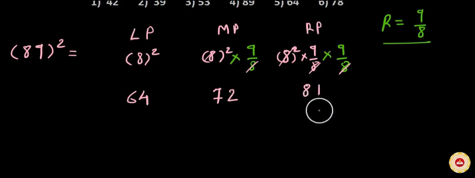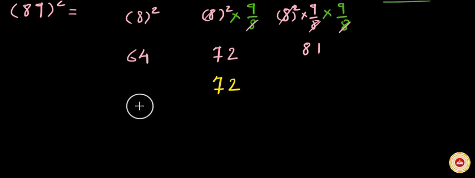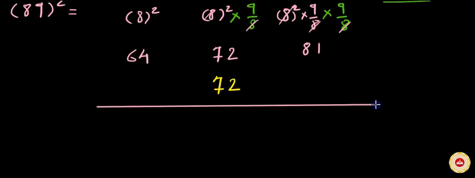Now we have obtained three parts. Now it is time to repeat the middle part. So write 72 below this 72, because we are going to repeat the middle part, which is 72. Now vertical addition. Consider these three parts as three separate columns and add the numbers in those columns.